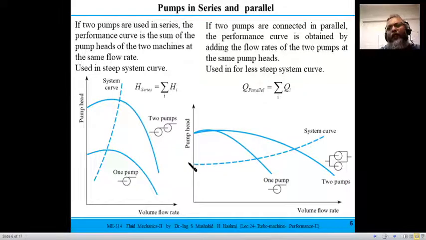If it is a less steep curve, it means you are not going to increase much head, but you are going to increase more volume flow rate. So for one pump, for this head, this would be your volume flow rate. For the same head, your volume flow rate is much bigger if you are using two pumps in parallel.